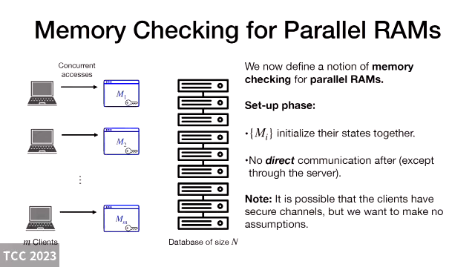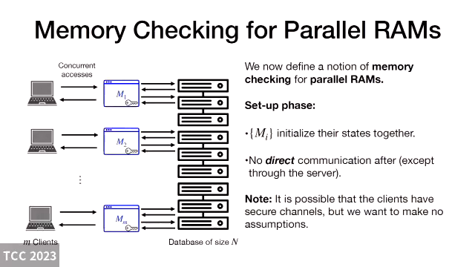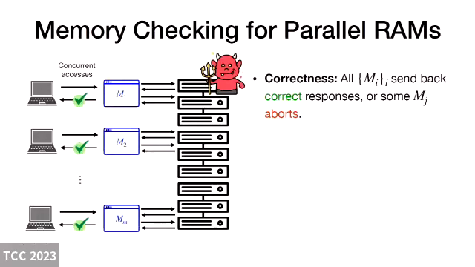So concurrent accesses just means that at any time step, all of these clients can send a batch of queries to the server. And now the memory checkers in parallel are also going to communicate to the server, and determine some response. Again, we want this correctness condition, but it's a little different this time.